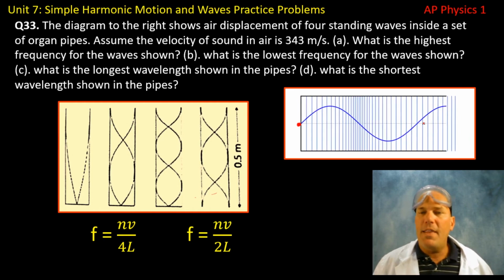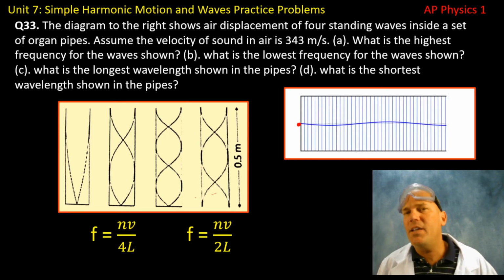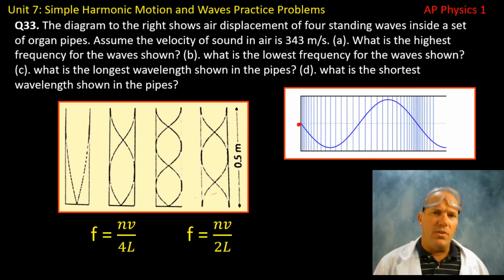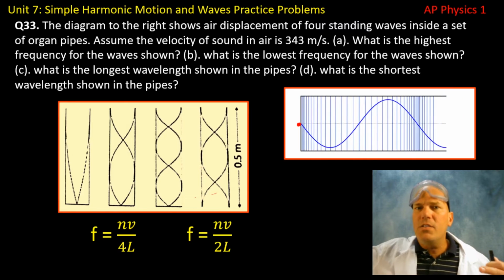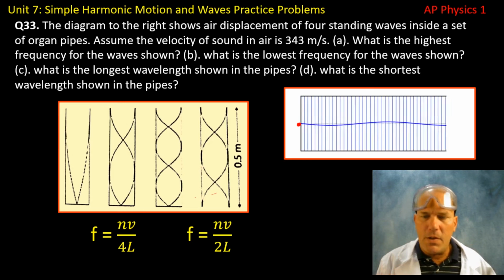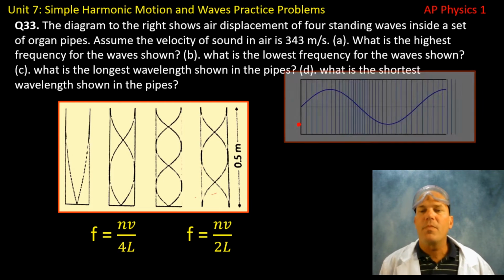And to satisfy that requirement, we get standing waves that can only occur in odd integers: 1, 3, 5, 7, and so on for the harmonics. We've gone over this in class, so I'm not going to go through that anymore in this particular problem.